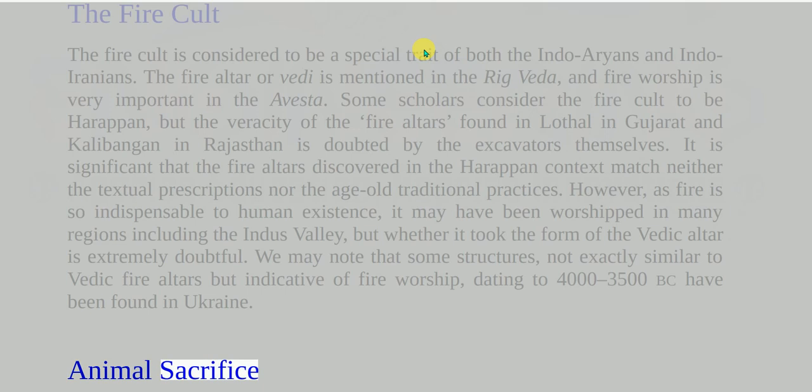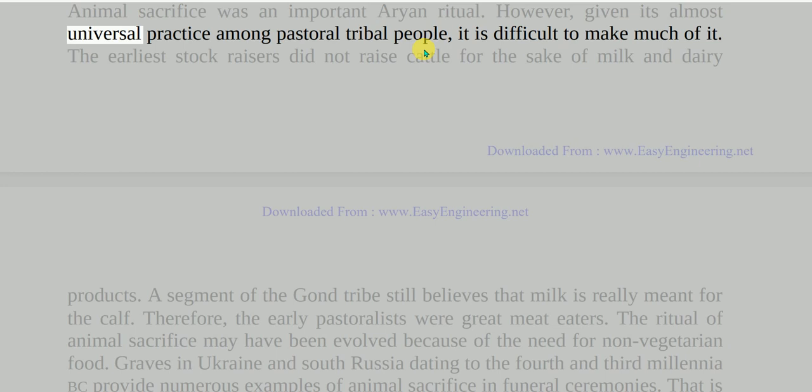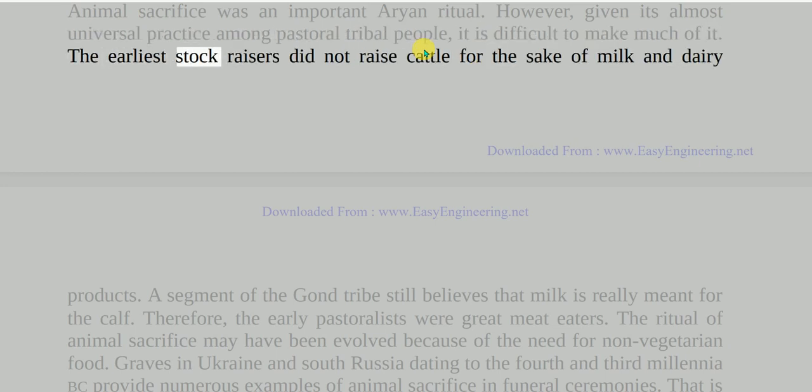Animal sacrifice. Animal sacrifice was an important Aryan ritual. However, given its almost universal practice among pastoral tribal people, it is difficult to make much of it. The earliest stock raisers did not raise cattle for the sake of milk and dairy products.